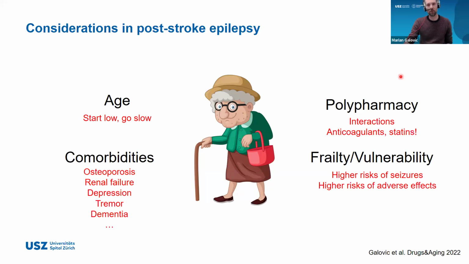So many of our anti-seizure medications, particularly those that are enzyme-inducing, may be difficult to use in people who have many medications. And again, older individuals with stroke may be quite frail and vulnerable, so they have a high risk of seizures and a high risk of adverse effects, also because of falls and injuries.